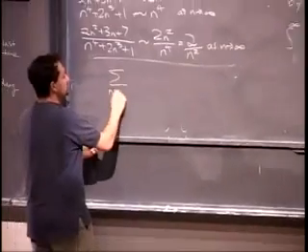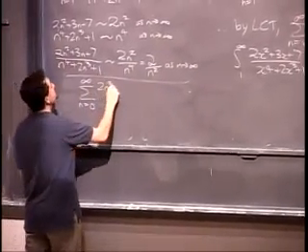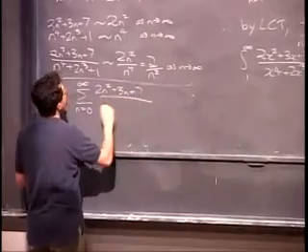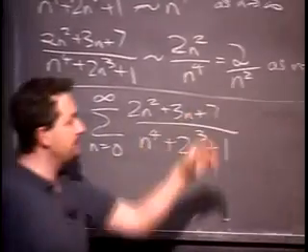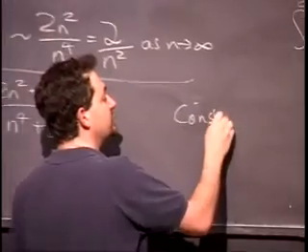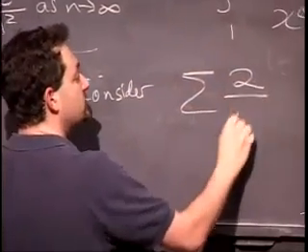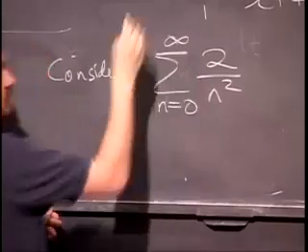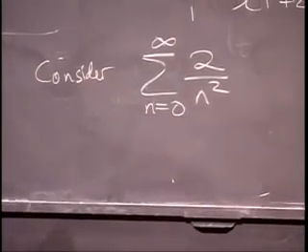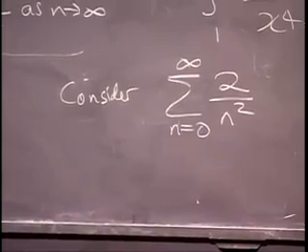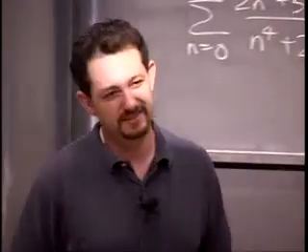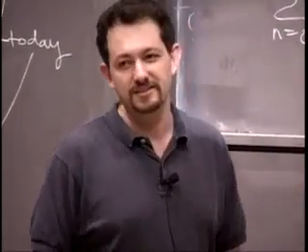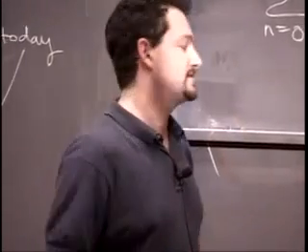Okay, fairly straightforward. What if the sum goes from 0 to infinity of the same thing? How much difference could that make? Well, if you use the same argument and you start writing down, consider the sum of 2 over n squared, n equals 0 to infinity, well, that's a silly series to write down, because the first term, when n equals 0, is 2 over 0, which is undefined. So that series doesn't even make sense. You should never say consider something that doesn't make sense.